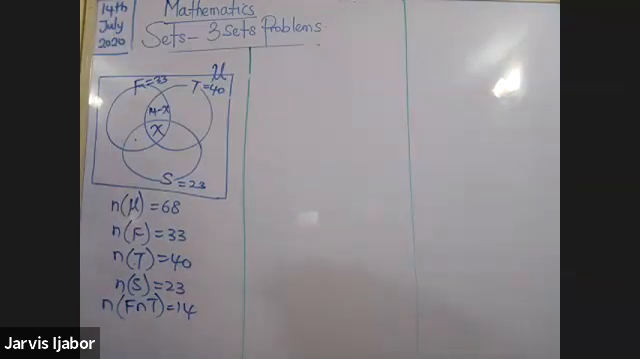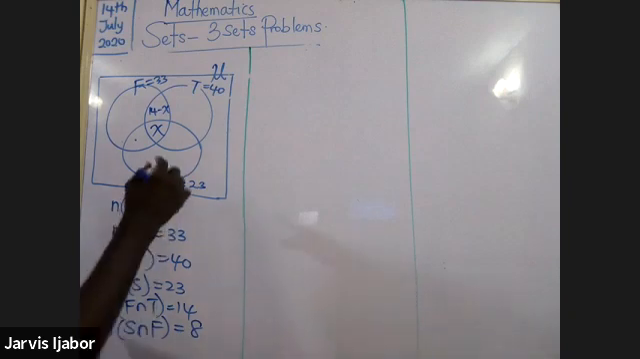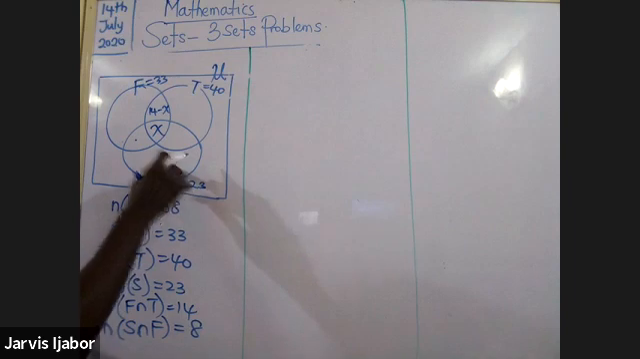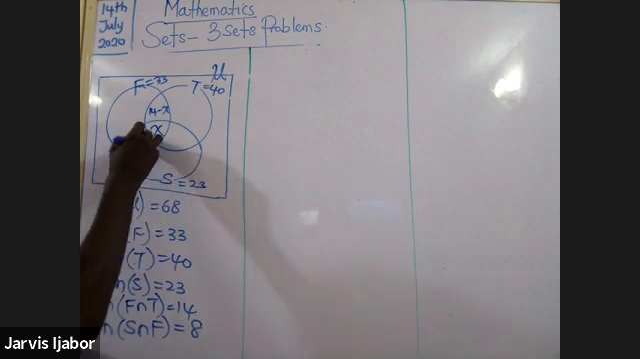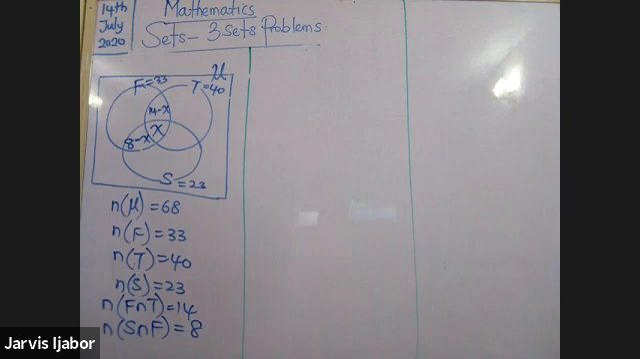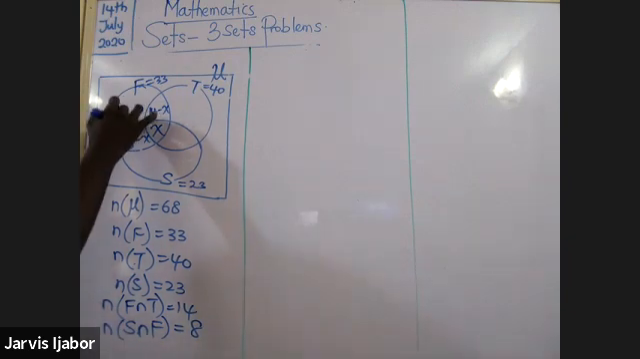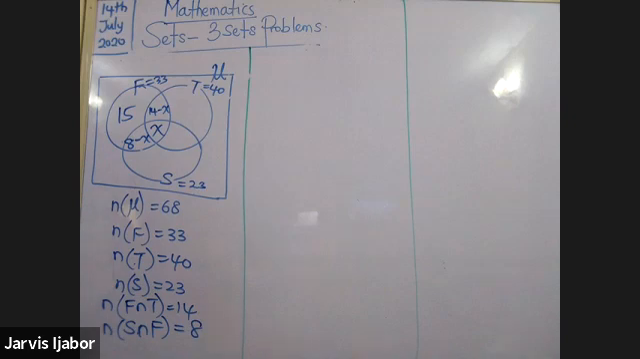Now, the next thing you're told is that number of 8 do what? Swimming and field. And that will be equal to 8. So swimming and field is equal to 8. So that will be 8 minus x. Now the next one says, if 15 students do field events only, 15 do only field events, that's this part.